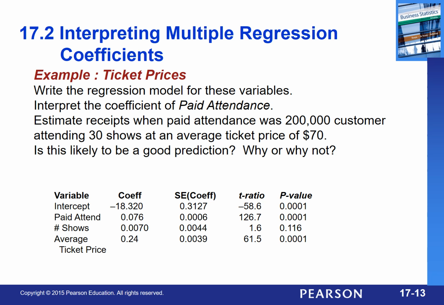So to build the model, the first thing we're going to look at is the coefficients, and it's as simple as we pull out the intercept and then we do variable times coefficient plus variable times coefficient plus variable times coefficient. And when you do that, you get the following.